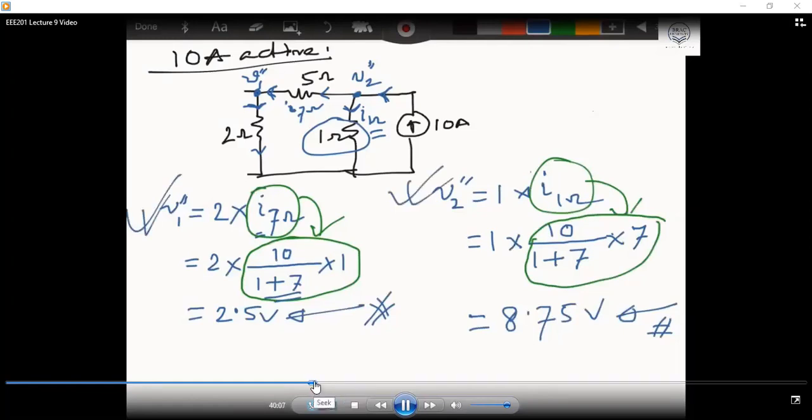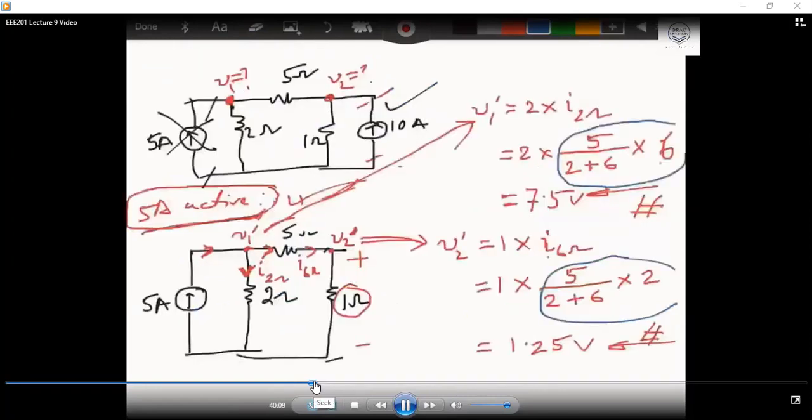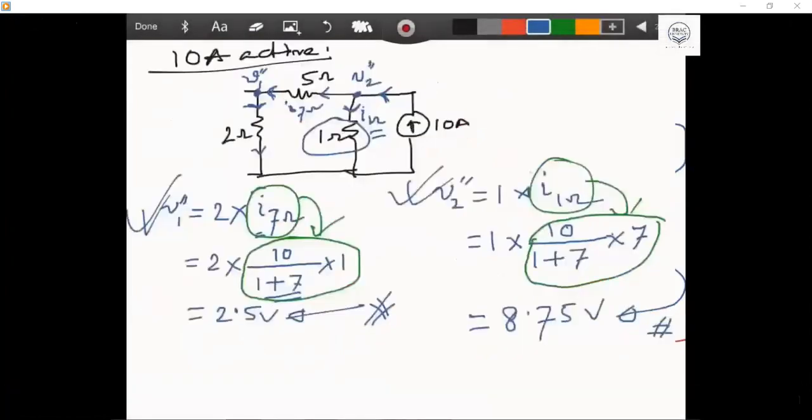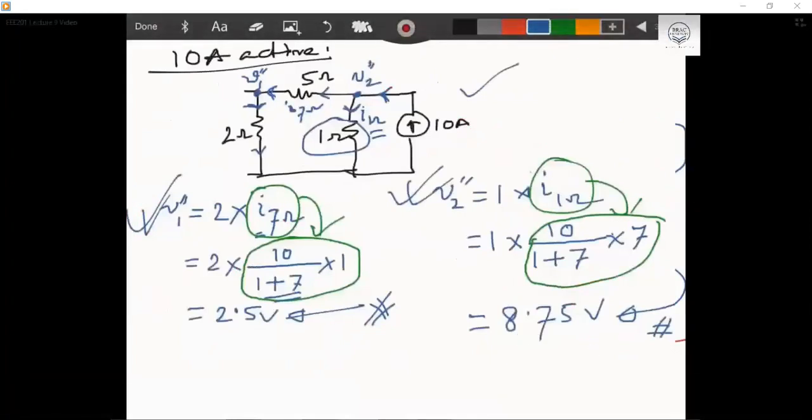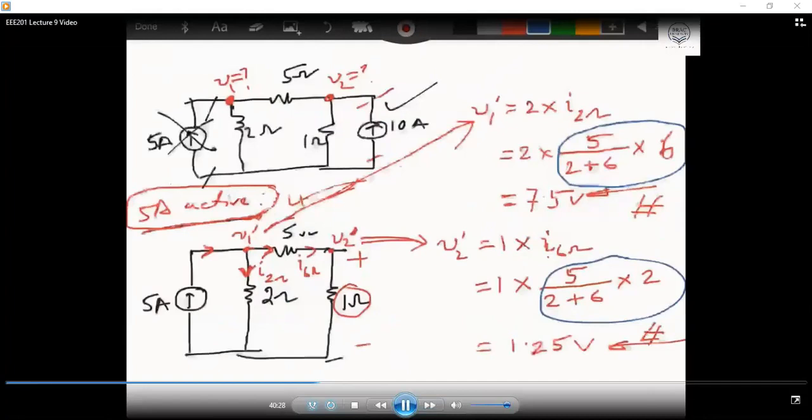Okay, now look at it. We found V1 prime and V2 prime for the 1 ampere current source active. For the other current source active, the 10 ampere current source, we found V1 double prime and V2 double prime. And the superposition theorem says that if you want to find V1 and V2, you have to add them. Just a minute.